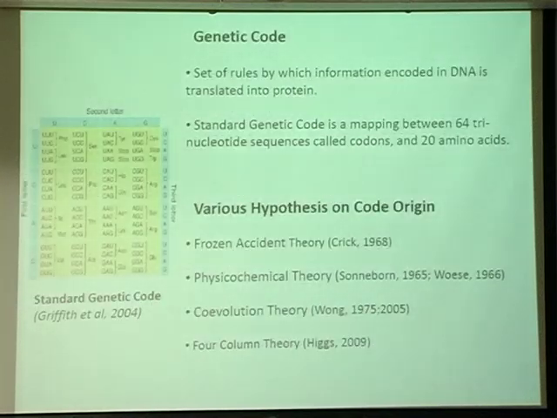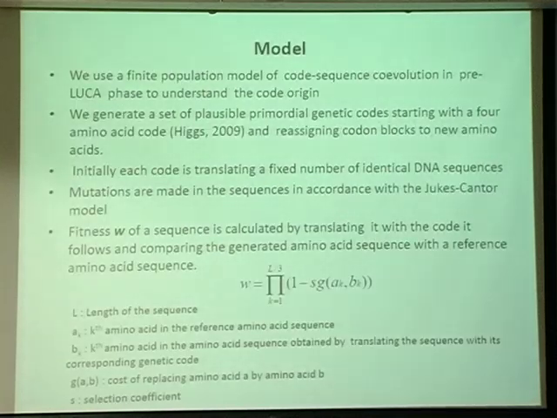So, to test the physicochemical theory, we are using a finite population model of code-sequence coevolution, and we are using the code proposed by Higgs as our starting code, and with that code we are generating a set of plausible primordial genetic codes by reassigning codon blocks to new amino acids. Initially each code is translating a fixed number of identical DNA sequences, and we are making mutations as per the Jukes-Cantor model, and we are using this formula for the calculation of fitness of each sequence in our population.